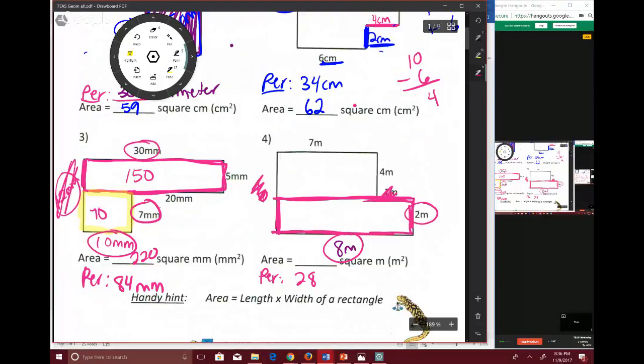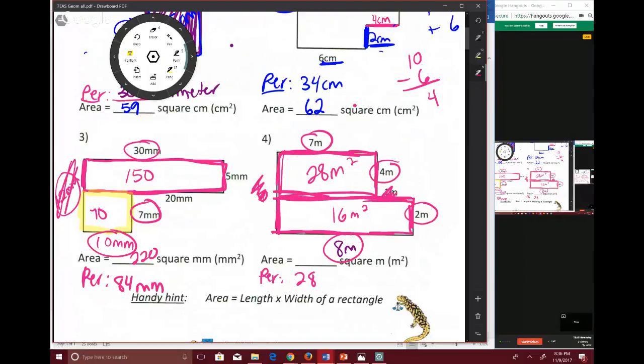So that leaves me with 8 and 2 down here, and that will give me 16 square meters for that bottom area. Up here, I'm going to have the 7, because that is the parent side that goes with this. And I'm going to have this 4, which will make 28 square meters. Now all I need to do is put together my 28 and my 16, and that will give me an area of 44 square meters.